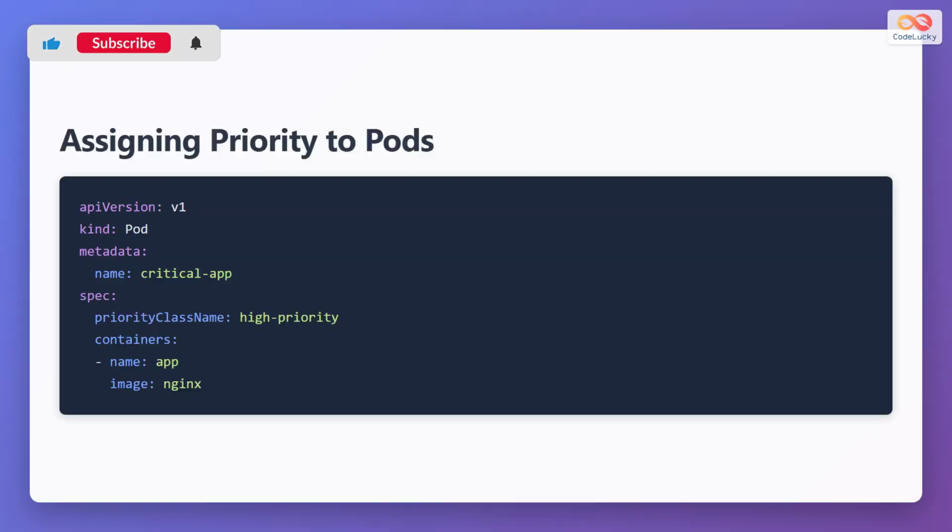To assign a priority to a pod, you add the priorityClassName field to the pod specification. In this example, we have a pod named critical-app that uses the high-priority class we created earlier. The spec section includes the priorityClassName field set to high-priority, which tells Kubernetes to apply that priority level to this pod. The rest of the pod specification remains normal, with containers defined as usual. This simple addition ensures your pod gets the scheduling priority you need.